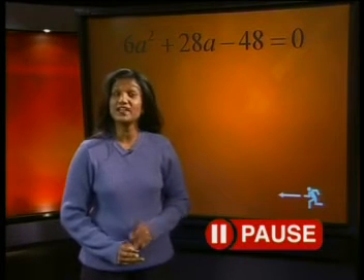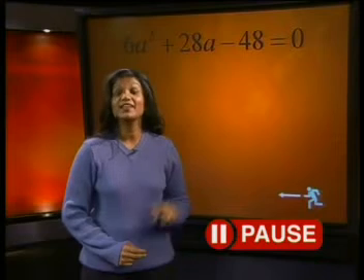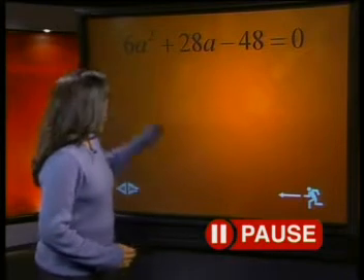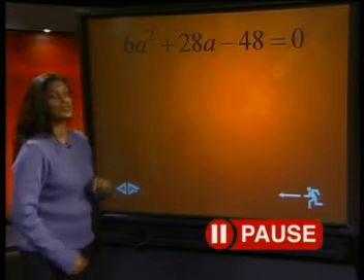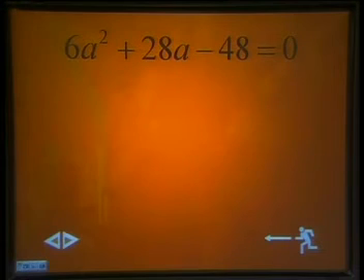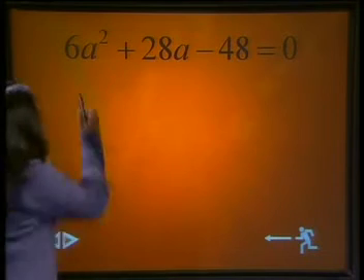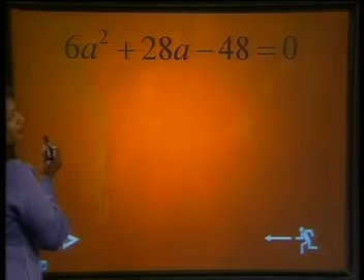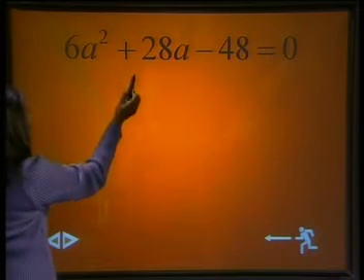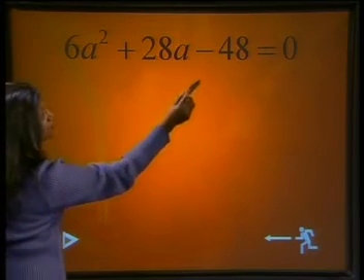Perhaps I'd better give you an example to do for yourselves. Here is one. Solve for a if 6a squared plus 28a minus 48 is equal to 0. Now write it down and see if you can do it as we do it. We first need to identify a common factor out of all three terms. Then we divide through by the common factor. Now I see that the common factor is 2, so each of these terms needs to be divided by 2.